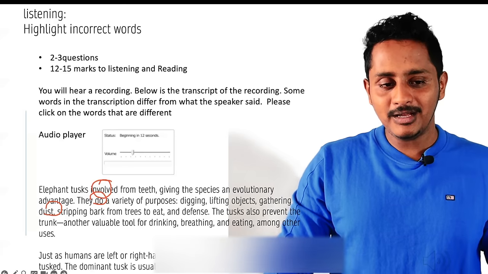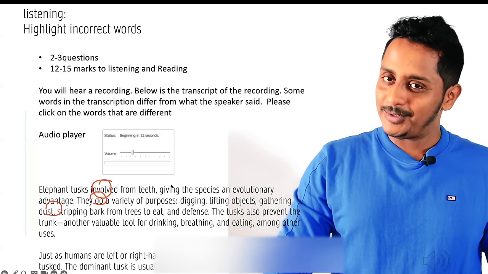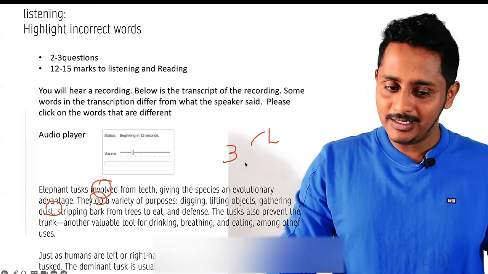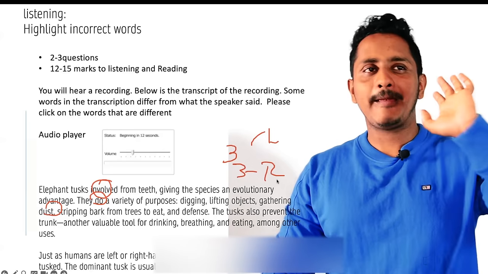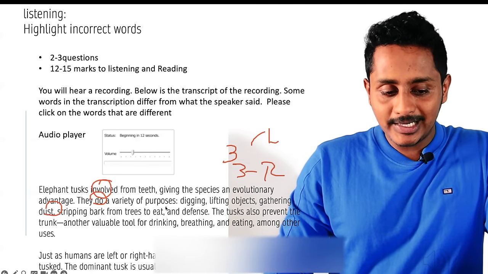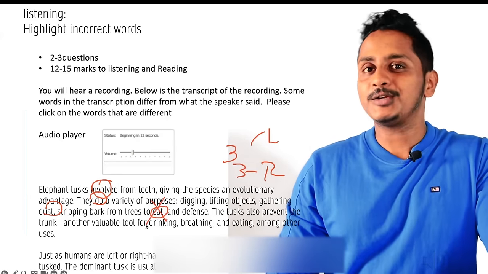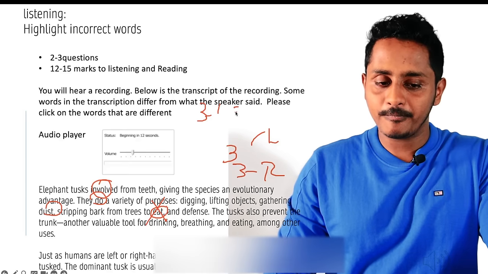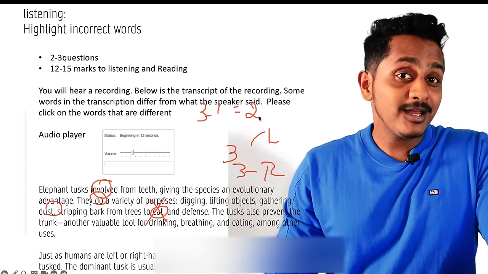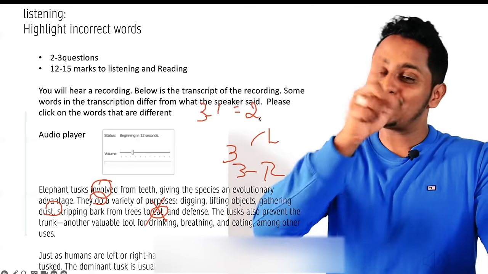Let's say there are three correct words here. You select all three correct words. You get 3 marks to listening, 3 marks to reading. But what if you selected this also, which is not an incorrect word? Now you get 3 minus 1. Negative marking is only when you select a word which is not an incorrect word.